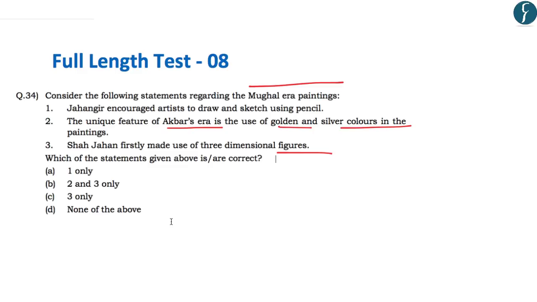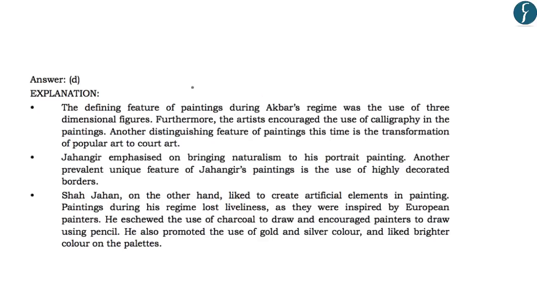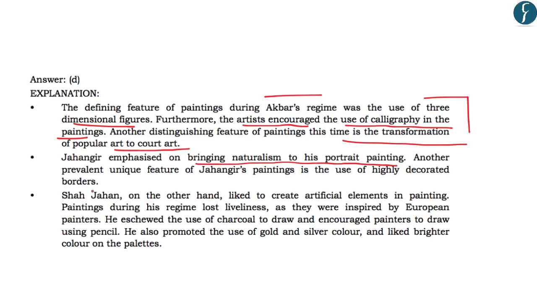Now let's go through the explanation as provided for this particular question. The explanation says that the defining feature of paintings during Akbar's regime was use of three-dimensional figures. Further, the artist encouraged use of calligraphy in the paintings. Another distinguishing feature of paintings in this time is the transformation of popular art to court art. It further mentions that Jahangir emphasized on bringing naturalism to his portrait painting. Another prevalent unique feature of Jahangir's paintings is the use of highly decorated borders.